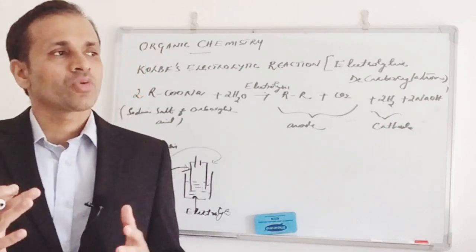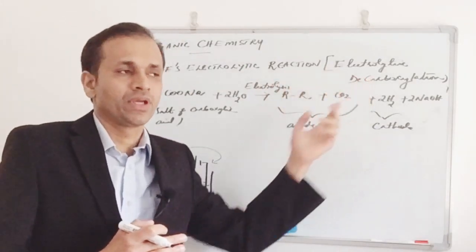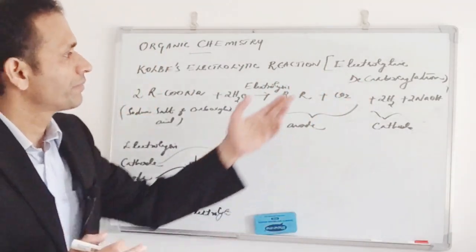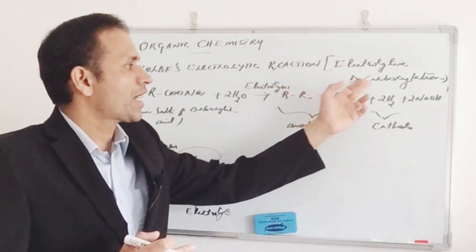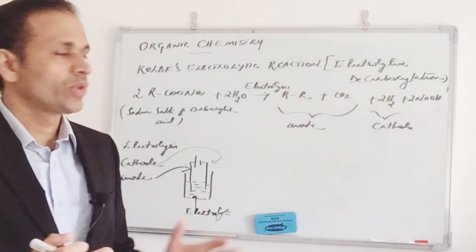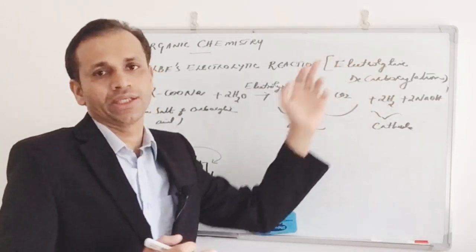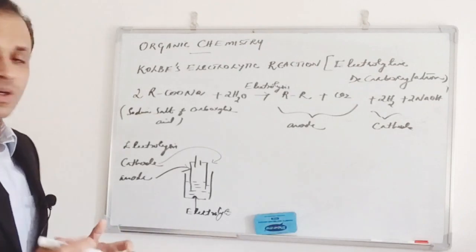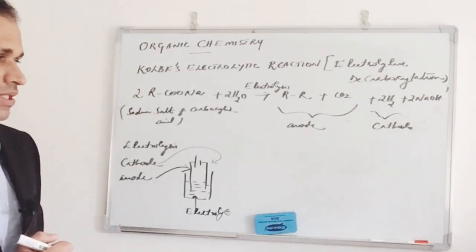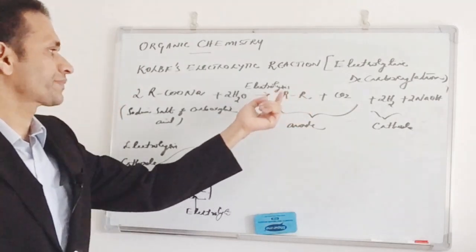This reaction is also known as electrolytic decarboxylation because, from the word itself, we know that decarboxylation means removal of carbon dioxide, here with the help of electricity. So it is called electrolytic decarboxylation. So let's see what Kolbe's reaction is. Kolbe's reaction is used to prepare alkanes.